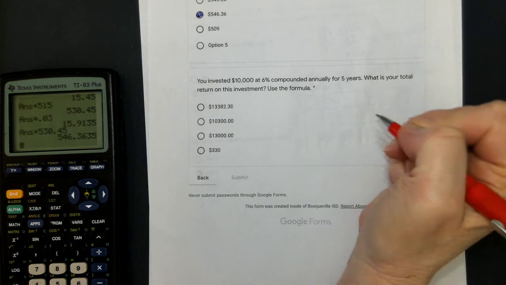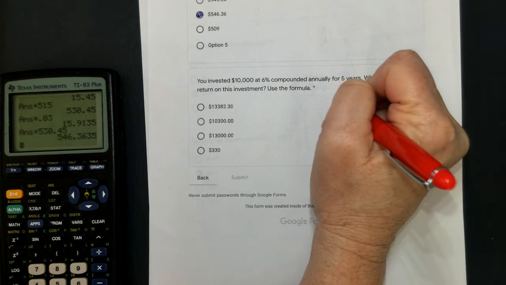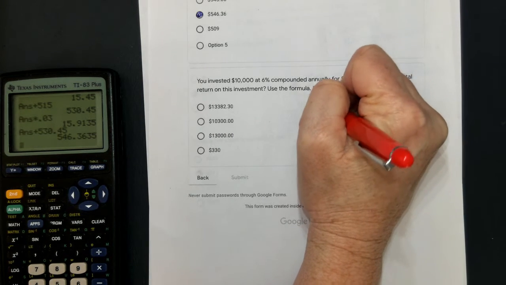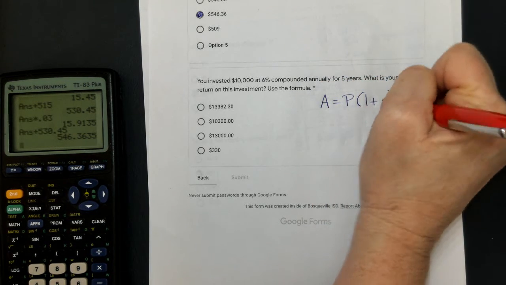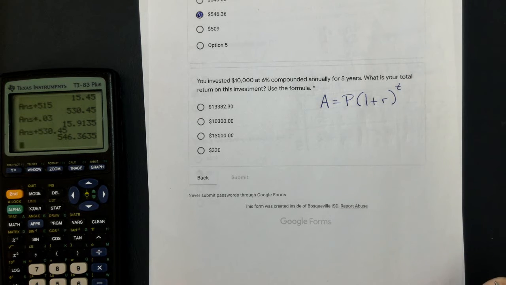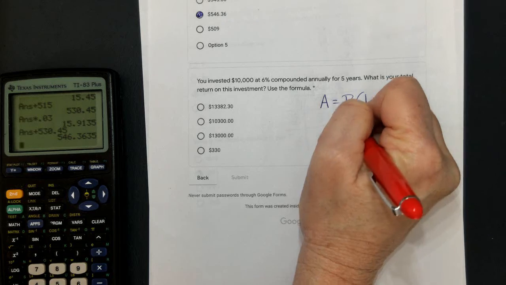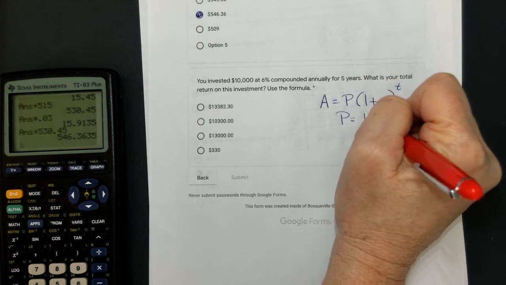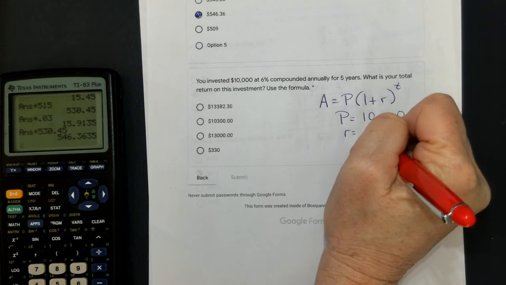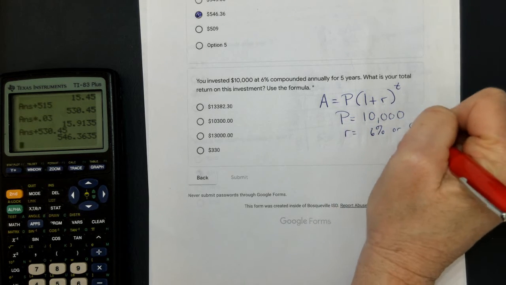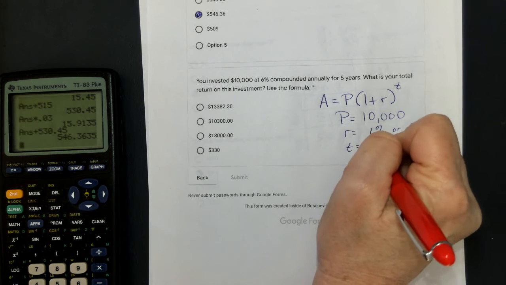Now, let's talk about number 4. You invest $10,000 at 6% compounded interest for 5 years. So let's go over the formula. A equals capital P times (1 plus R) to the T exponent power. And in this case, A is the total amount. So P equals $10,000. R equals 6%, or 0.06. And T in this case is 5.